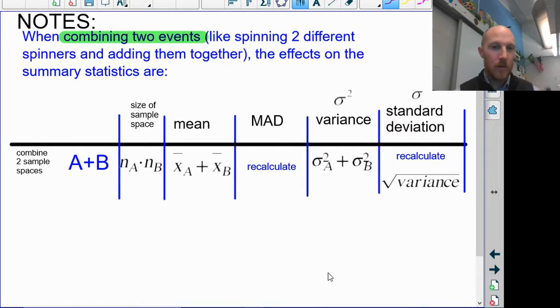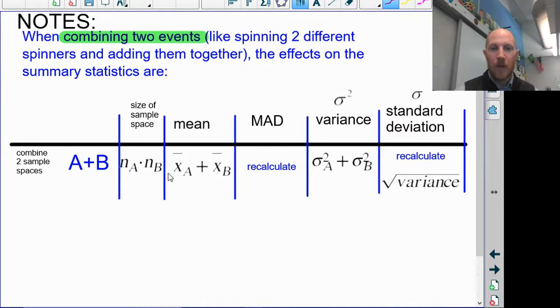So here is a table presenting how we can find summary statistics for combining two events. So you have two totally separate events. We'll call it event A and event B. Both of them have numerical outcomes like wheels of fish. So for combining the two sample spaces, event A plus event B, the size of the sample space is going to increase. So if you had 4 spaces on spinner A and you had 4 spaces on spinner B, we're going to multiply 4 times 4 to get the new sample space.